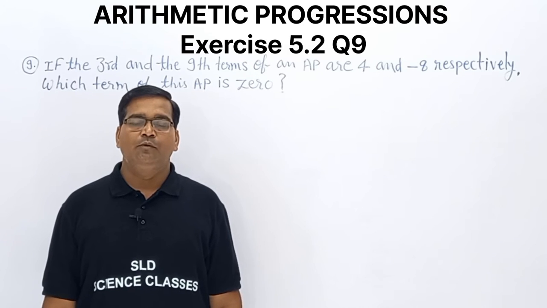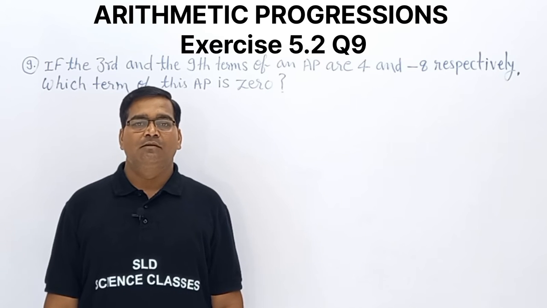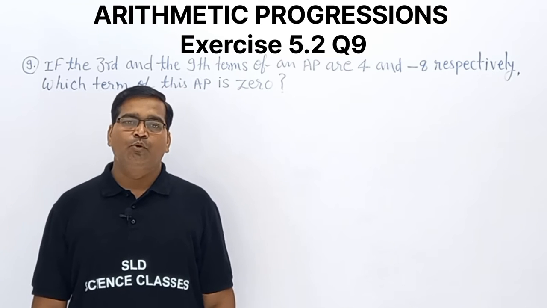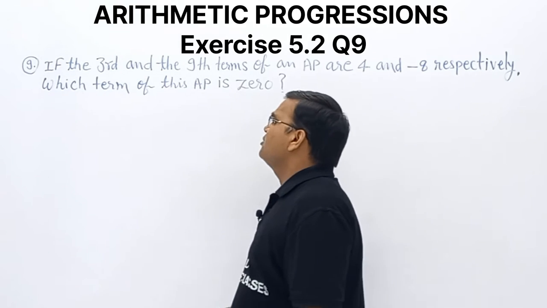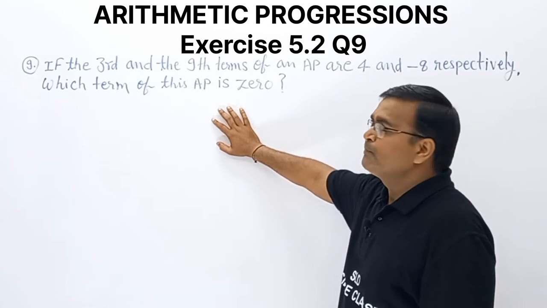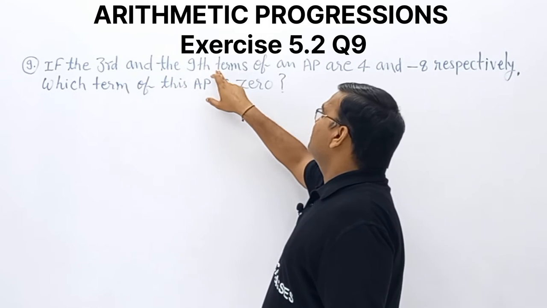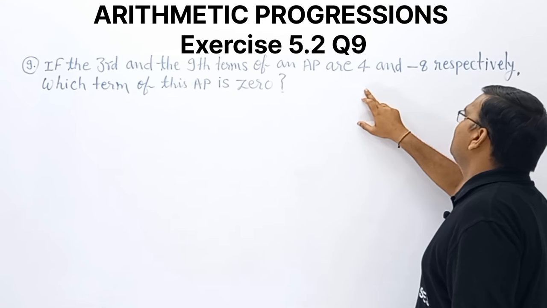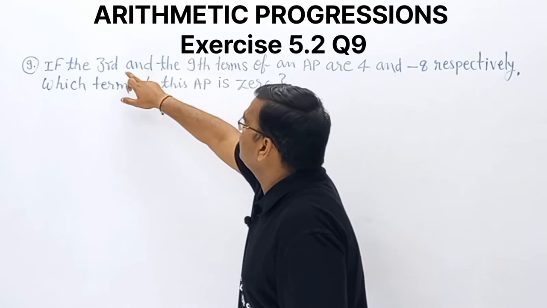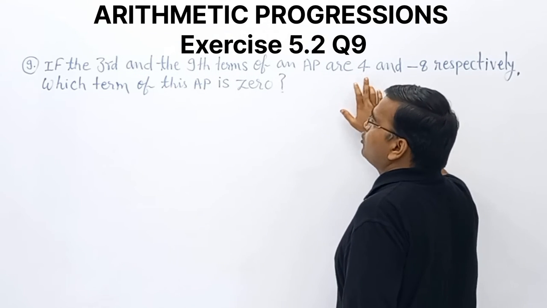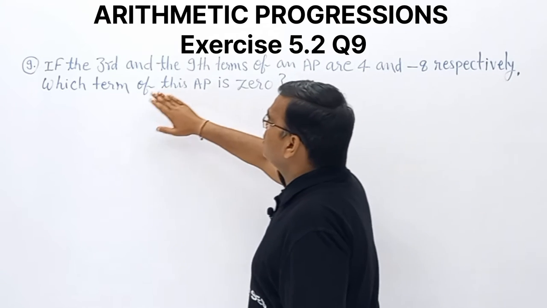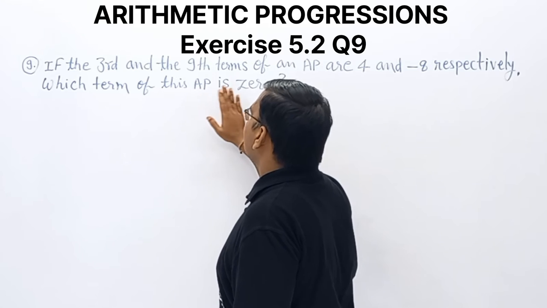Today we are going to discuss question number 9, exercise 5.2, arithmetic progressions. Observe this question carefully. If the third and the ninth terms of an AP are 4 and minus 8 respectively, which term of this AP is 0?